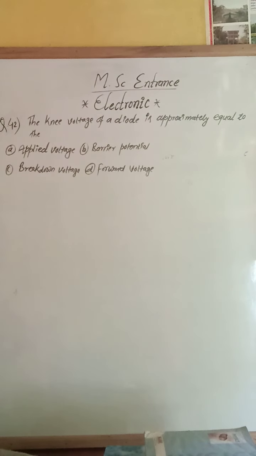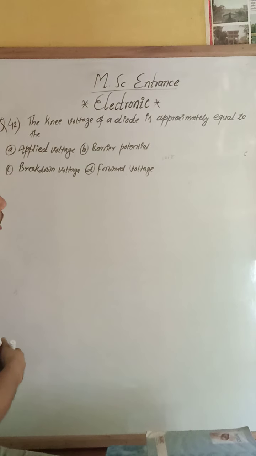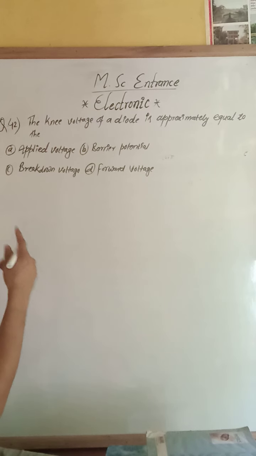Likewise, same question of our electronics. Question 42: The knee voltage of a diode is approximately equal to the applied voltage, barrier potential, breakdown voltage, or forward voltage.